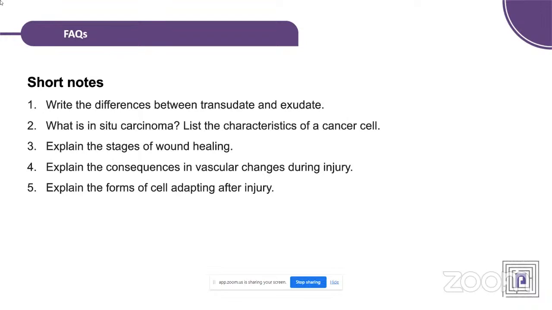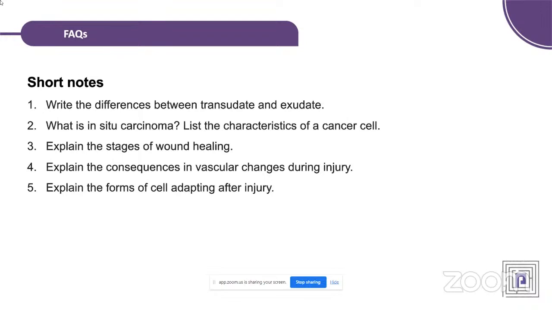Next, coming to in situ carcinoma and the characteristics of a cancer cell. How will you identify a cell as a cancer cell? First you need to know how a normal cell looks, to differentiate between the normal cell and the cancer cell.